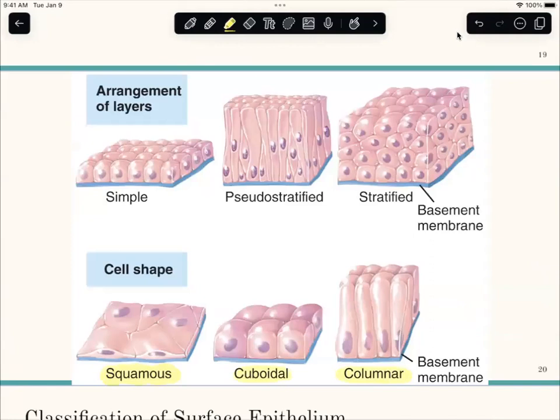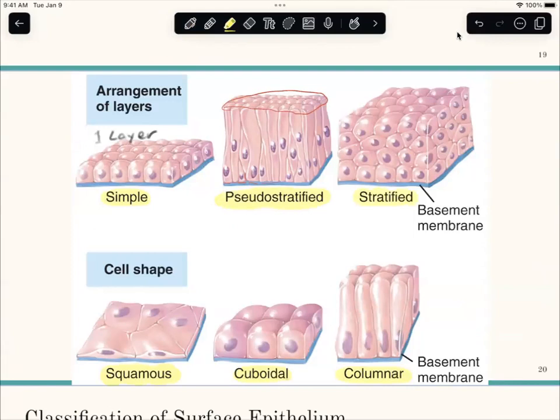Then back up to these arrangements, much better done than mine. Simple is that single layer of cells. So that one layer. Pseudostratified, all of these cells do touch this basement membrane, but you see not all of them are going to reach that top. And then that last one, that's stratified.